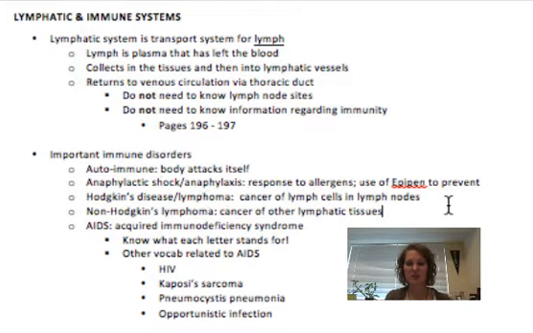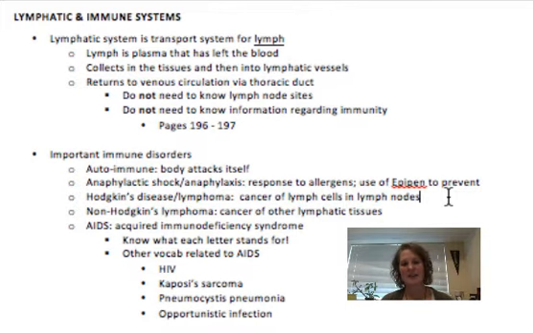Hodgkin's disease, or Hodgkin's lymphoma, is a cancer of the lymph cells in the lymph nodes, which are areas throughout your body where you find these immune system cells, a lot of them in the armpits and the groin and the neck. But those lymph nodes can become cancerous, and if they do, it's known as Hodgkin's lymphoma, Hodgkin's disease. Non-Hodgkin's lymphoma is a cancer of other lymphatic tissue. So you might see the thymus, or perhaps the spleen, or other places within the body that are considered lymphatic or immune system tissue that become cancerous. That's non-Hodgkin's, just not the lymph nodes.